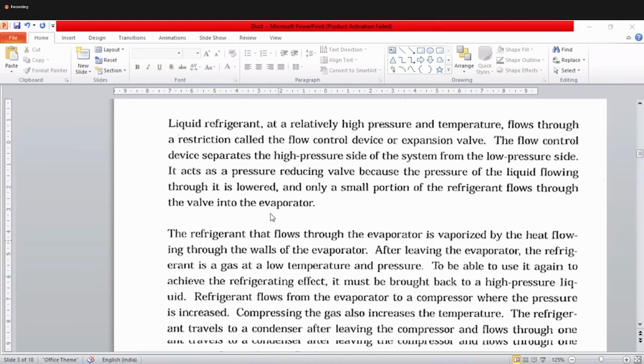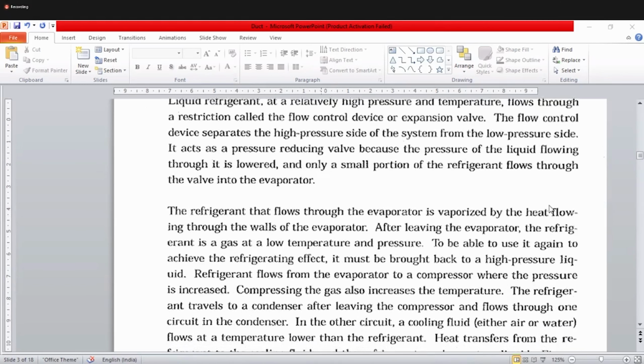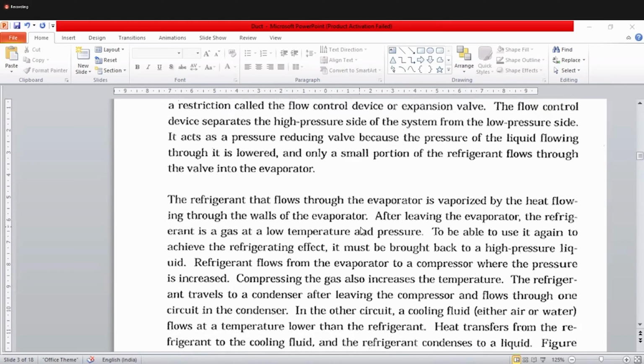The refrigerant that flows through the evaporator is vaporized by the heat flowing through the walls of the evaporator. The evaporator is in the space we are going to cool, or in an air cooled chiller, the evaporator tube is different and the compressor is different. We pass the refrigerant through the evaporator where the heat flows through the walls of the evaporator. So the heat is gained from the hot water or the hot air which we are passing over the refrigerant in the case of chillers.